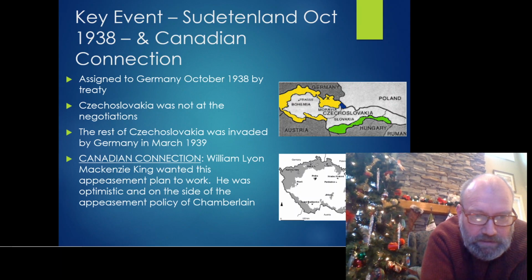You should be able to explain that this is an example of appeasement. You should be able to define appeasement. You should be able to explain that it was the great powers that made this deal with Germany without the consultation with the Czechoslovakian government.